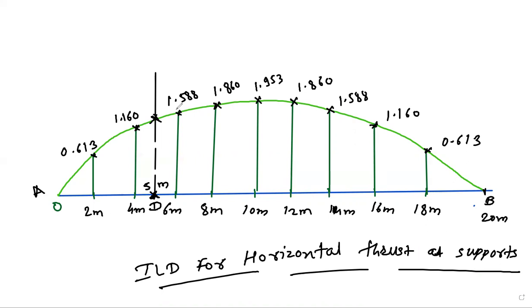How much at point D, at 5 meter, x equal to 5? By interpolation, you can find: at 4 meter 1.16, at 6 meter it is 1.588. So what will be the value at 5 meter? Sir, 1.374. 1.374. Okay.